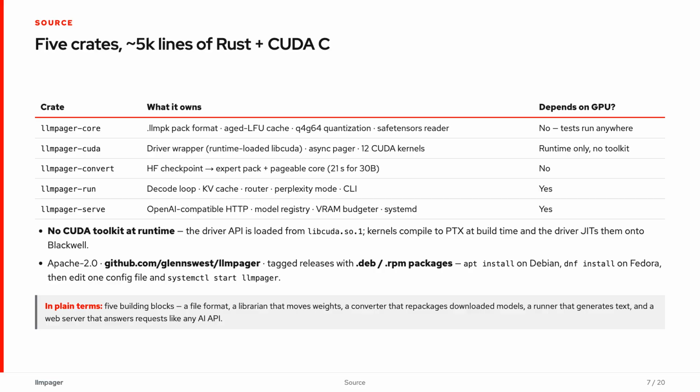The source is about 5,000 lines of Rust and Qt in 5 crates, 5 building blocks. A file format library, the pager that moves weights, a converter that repackages downloaded models in 21 seconds, a runner that generates text, and a web server that answers requests like any AI API. One detail worth noting: nothing here needs the CUDA toolkit installed at runtime. The GPU kernels are compiled to portable form at build time, and the driver does the rest. It's Apache licensed on GitHub with deb and RPM packages for Debian and Fedora.